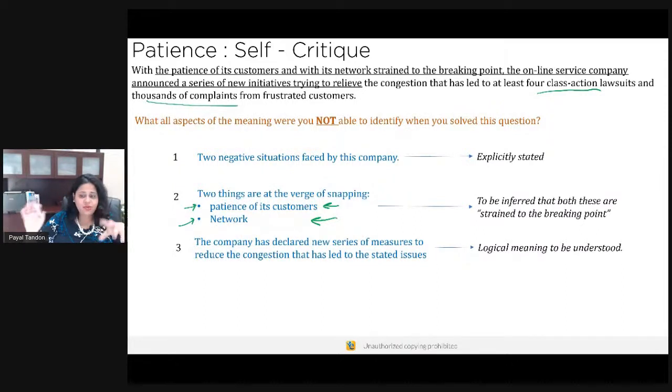Okay, so you need to draw an inference over here. There are two negative situations. Okay, and that is something which now you have to do. The thing that you are doing is you're focusing on the meaning, but you are taking things on face value. You need to delve a little bit deeper into it.